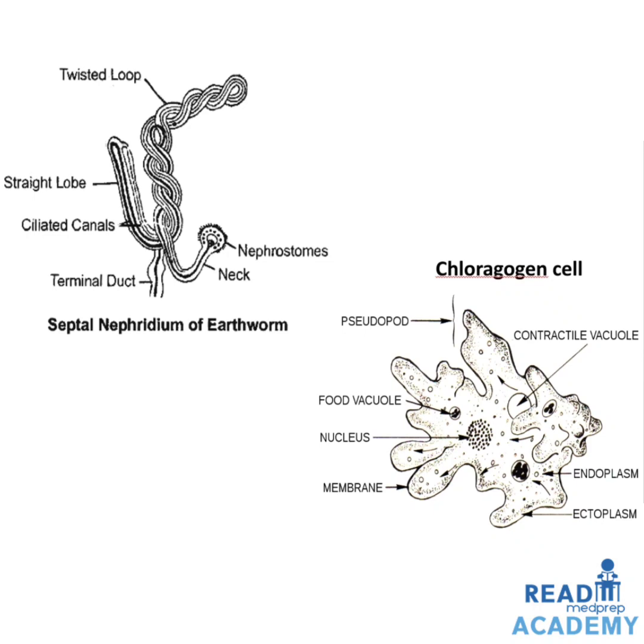It has a nephrostome, a neck, a twisted loop, a straight loop with ciliated canals, and a terminal duct which opens out to the nephridiospore. You can see the chloragogen cell, which has an ectoplasm, endoplasm, cell membrane, a nucleus, a food vacuole, a contractile vacuole, and pseudopods.